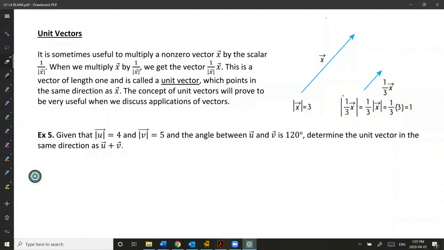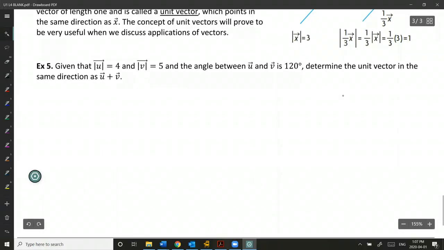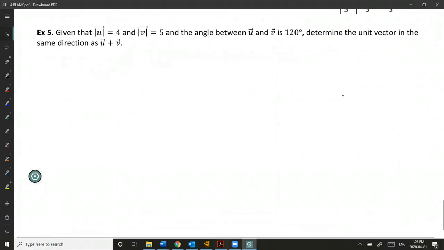We're going to see unit vectors come up a little bit more when we do some application questions, so that's where you'll see them come into play. All right, so let's take a look at a sample here. We have vector u with a magnitude of 4, vector v with a magnitude of 5, and we know that the angle between these vectors is 120 degrees. Determine the unit vector in the same direction as u plus v.